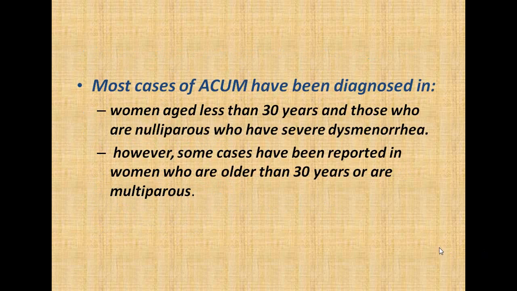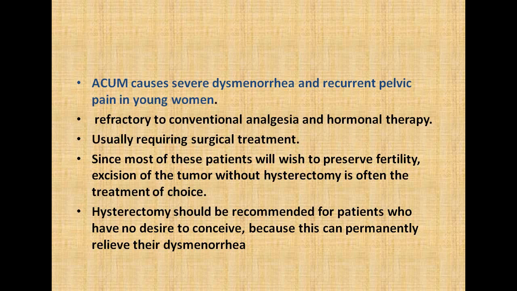Most cases of accessory and cavitated uterine mass have been diagnosed in women aged less than 30 years and those who are nulliparous who have severe dysmenorrhea. However, some cases have been reported in women who are older than 30 years or are multiparous. ACUM causes severe dysmenorrhea and recurrent pelvic pain in young women, refractory to conventional analgesia and hormonal therapy, usually requiring surgical treatment.